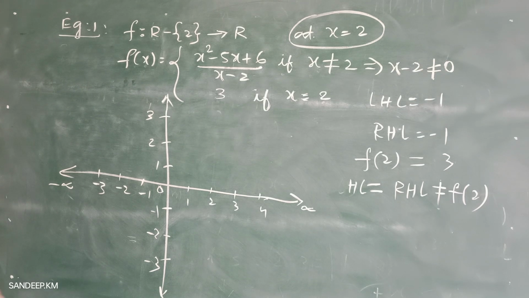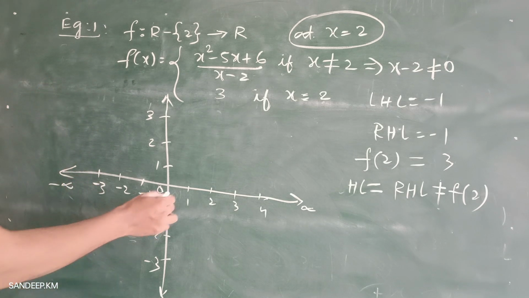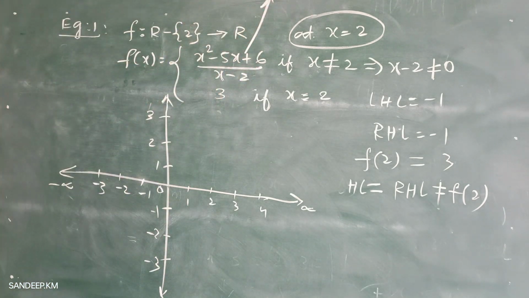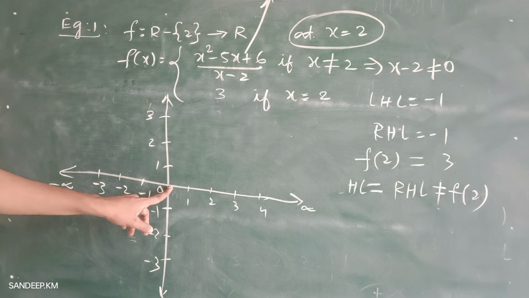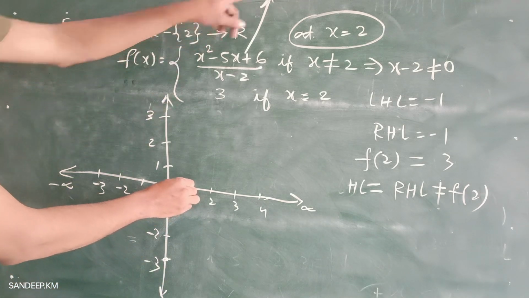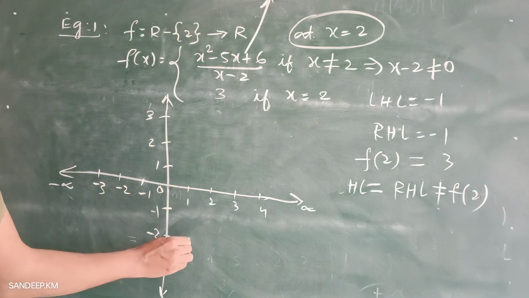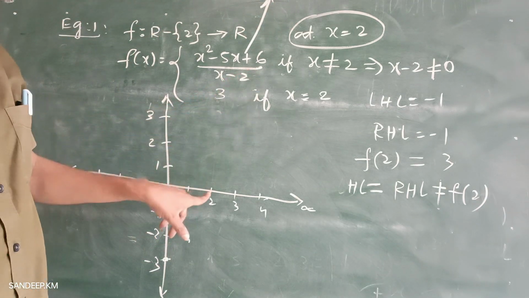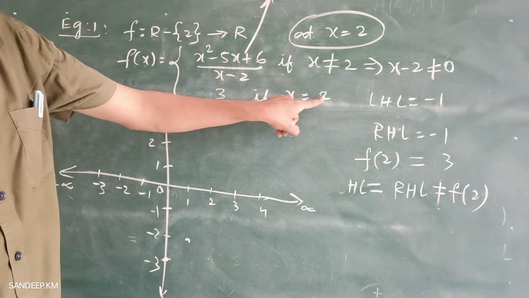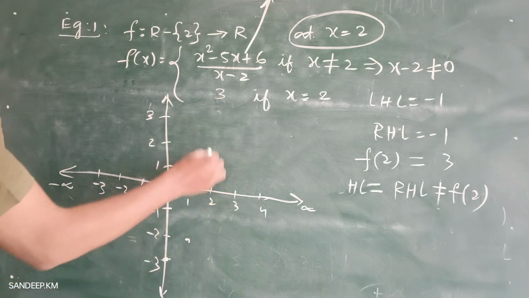Dear students, let us try to draw the graph of this particular function f of x on the coordinate axis. Of course, this is nothing but x minus 3. When input is 0, the output is 0 minus 3, which is minus 3. When input is 1, the output is 1 minus 3, which is equal to minus 2. When input is 2, we should not substitute here. When input is 2, the output is 3. When input is 2, the output is somewhere here.